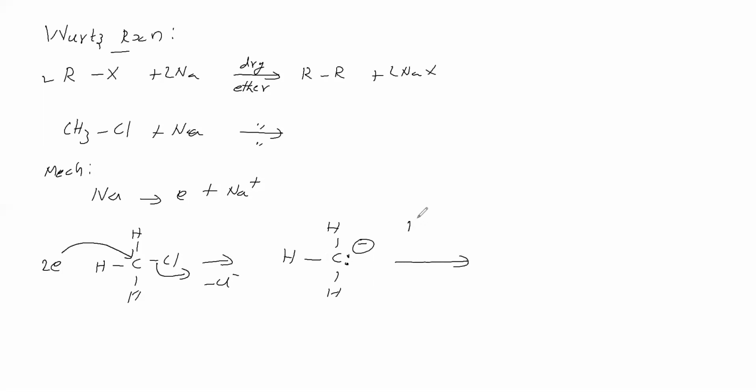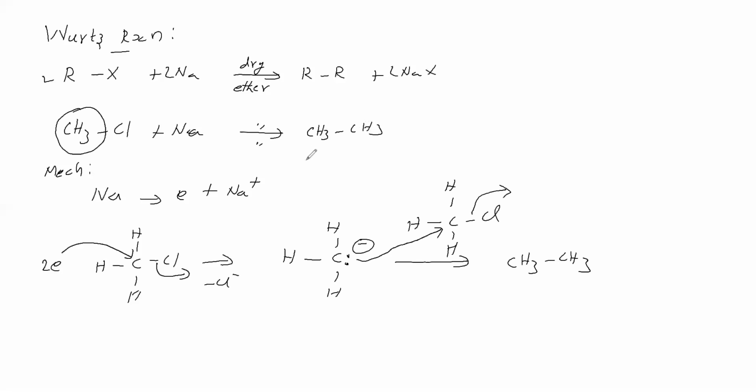This carbanion is attacking another methyl chloride. Therefore, we will get ethane as the product. That means the product is obtained by doubling this. Carbanion is the intermediate. So the Wurtz reaction means this alkyl group we have to double. That is the Wurtz reaction. In another manner also, this mechanism is given.